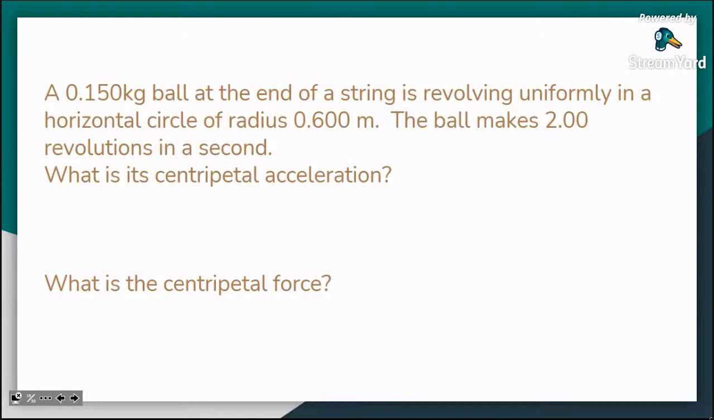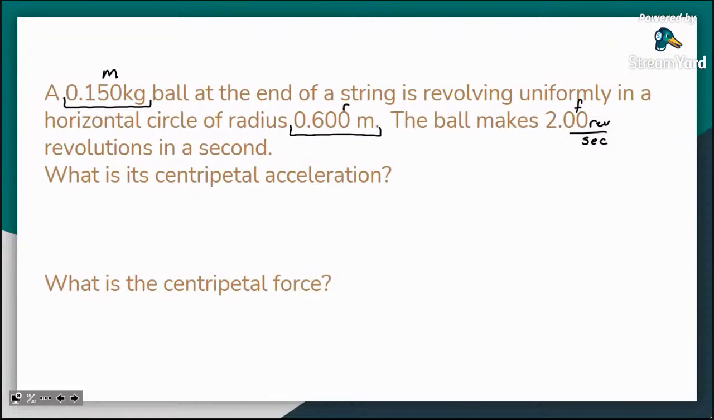So as always, the first thing that we're going to want to do is identify what we're given. I've got a mass in kilograms, I have a radius in terms of meters, and then the ball makes 2 revolutions in a second. So that's 2 revolutions per second, and since this has units of revolutions per second, that is my frequency. So the first question is, what is its centripetal acceleration?